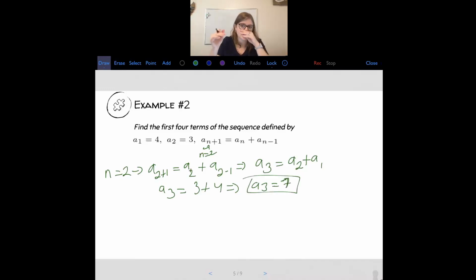Okay, so in this case, we were given the first couple of terms. We were given more than one, but we still needed to use both of them. Next we need to find a sub 4, so we'll use n is equal to 3. So we have a sub 3 plus 1.